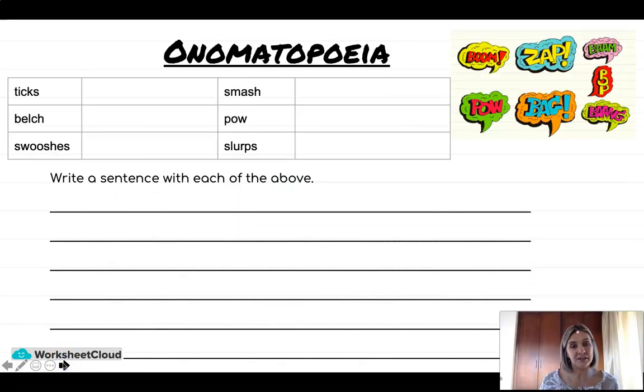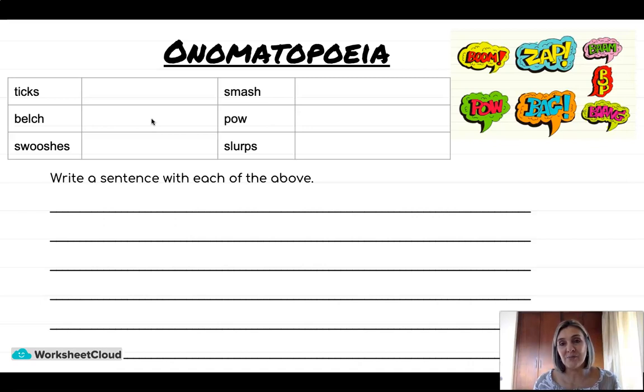So I want you to take a look at the screen, and on your piece of paper, I want you to write next to these verbs: ticks, belch, swishes, smash, pow, and slurp. I want you to put objects, people or objects. What kind of thing would tick? What kind of thing would belch? A belch is a burp. Swishes, smash, pow, and slurps. What kind of things would do that?